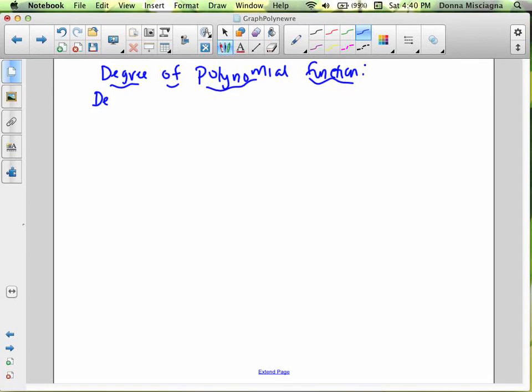All right. So degree, both these are true for both of them. I'm going to leave out degree 0, okay? We're going to start with degree 1. Degree 1 has 0 turning points. Remember what degree 1 looks like? It's a line.